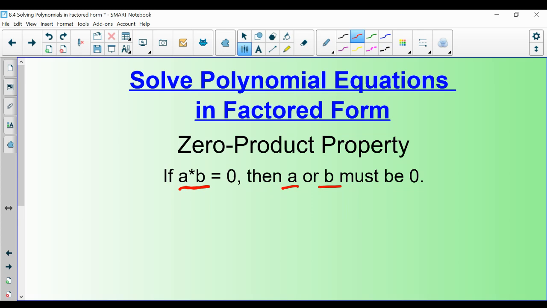Let's dive into this. If we have two numbers, and I don't know what those two numbers are, but when you multiply them, you get 0, it has to be true that either this number here is 0 or this number here is 0.